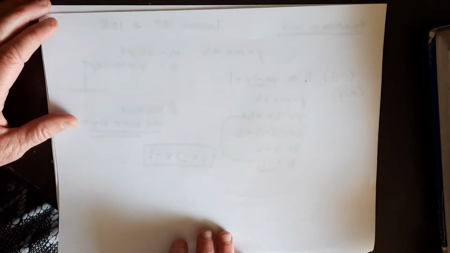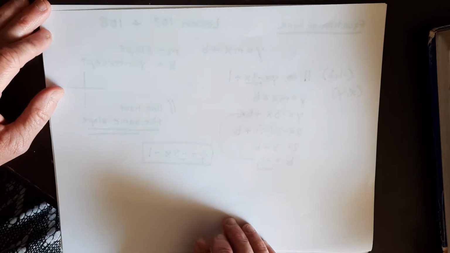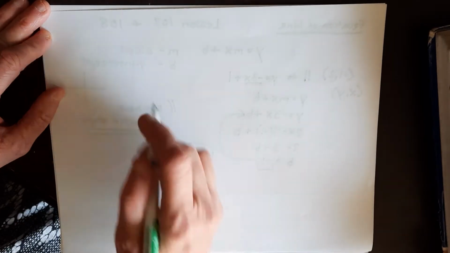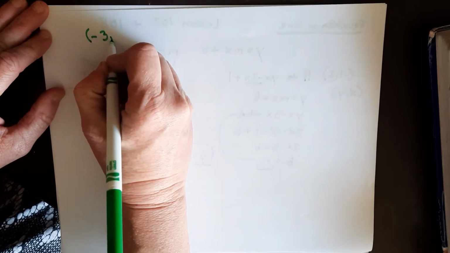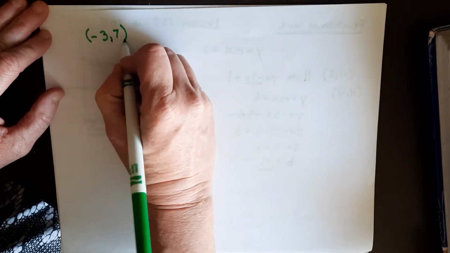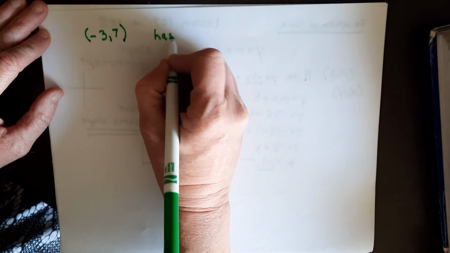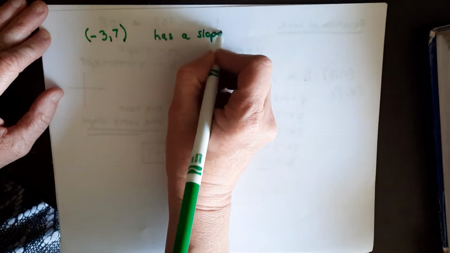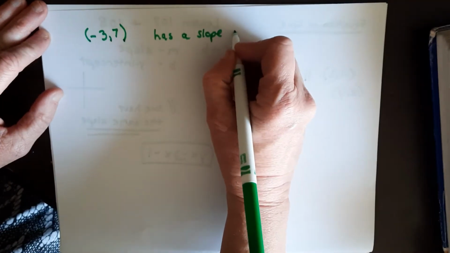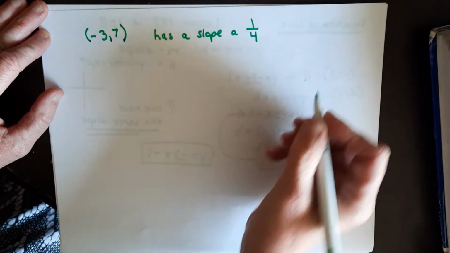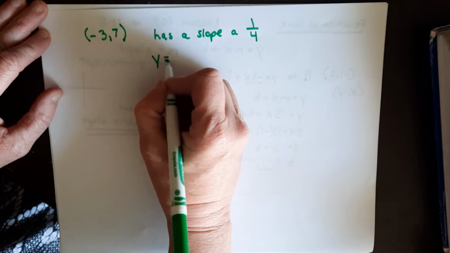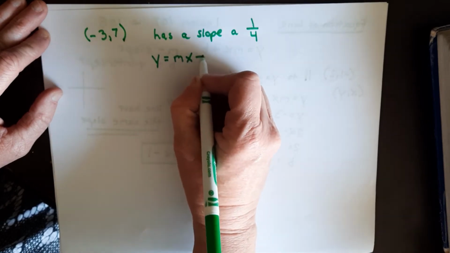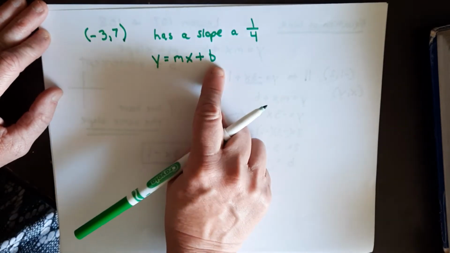I'm going to do one more finding the equation of a line before we go on to the next chapter. There's another type of question where it says find the equation of the line that passes through the point (-3, 7) and has a slope of, this one says, 1/4. These ones are actually easier because they tell you the slope straight out. So writing down our formula of a line that we need to have memorized, y equals mx plus b.